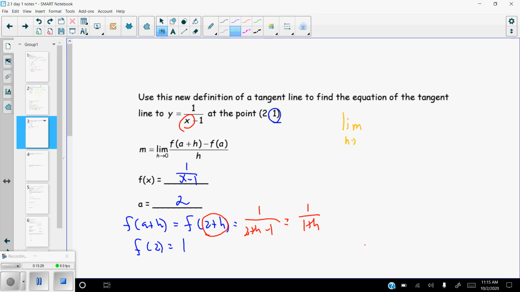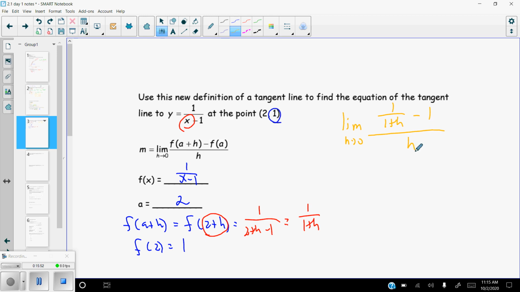The limit as h approaches 0. The nice thing about using this form is h will always approach 0, because we want that distance to become nothing. So the limit is going to be f of a plus h, which we found to be 1 over 1 plus h, minus f of a, which is 1, all over h.